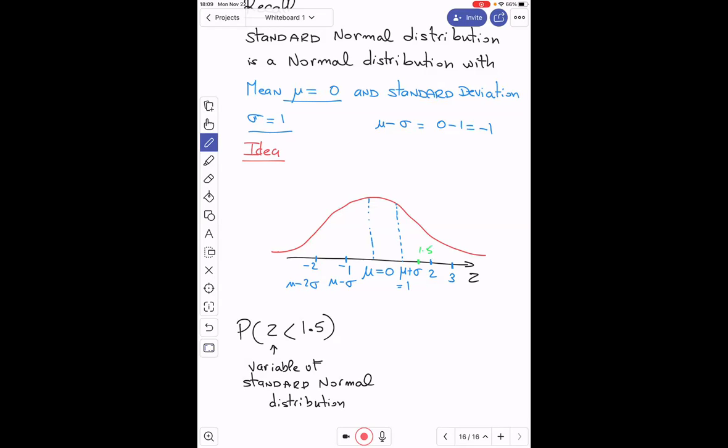To find this probability that z is less than 1.5, you're supposed to compute the area on the left of 1.5. You see this green region. The area of this green region is the probability that your variable is less than 1.5. So this is the area of the region to the left of 1.5.